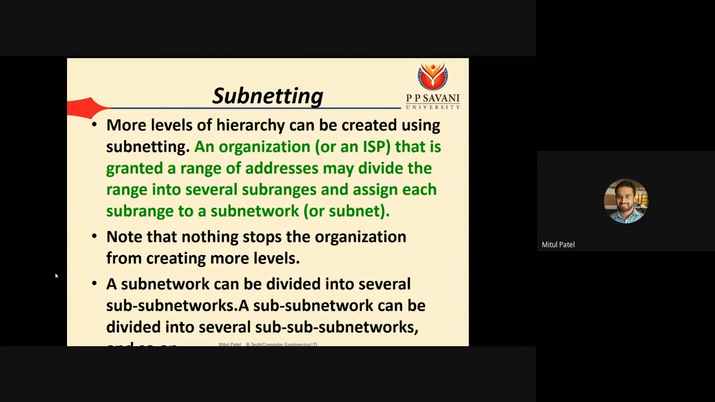Another thing is that the School of Engineering can also divide its address block into various sub-blocks. For example, the 500 addresses allotted to the School of Engineering can again be divided into various subnetworks: 100 for building A, 200 for building B, and let's say 200 for building C. This type of subnetting is possible.